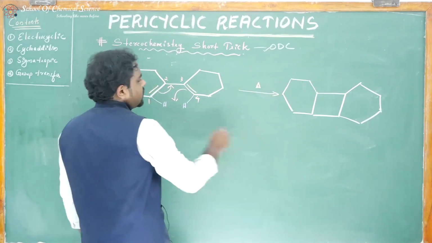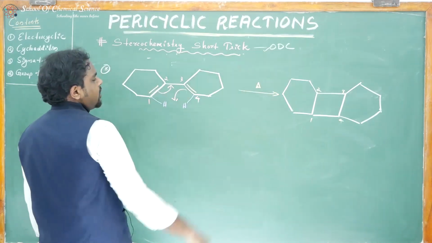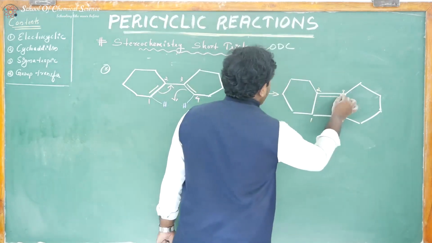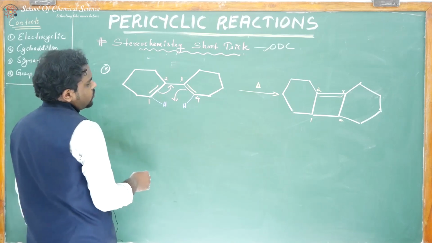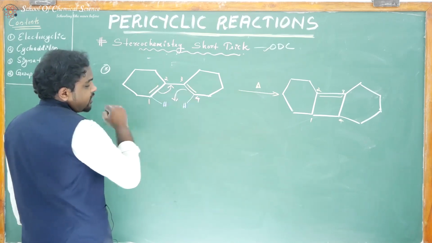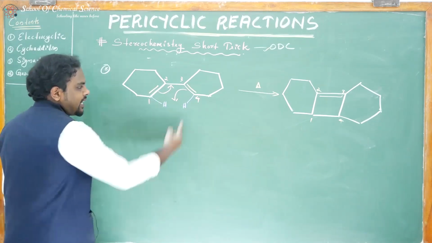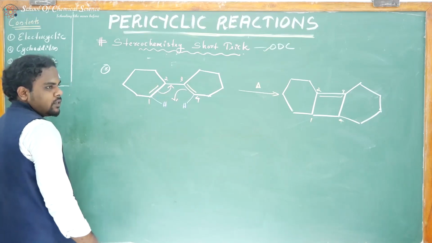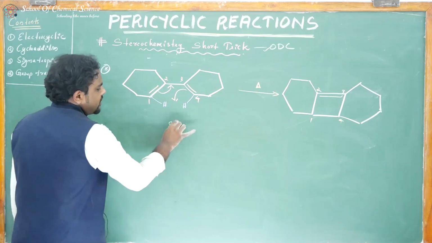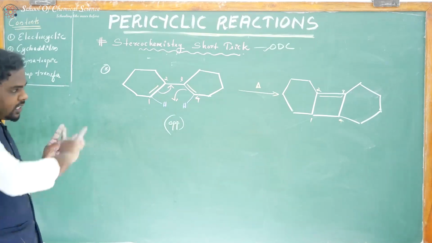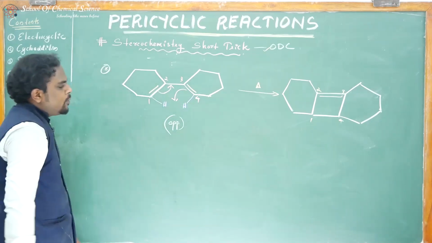Here this is 1, 2, 3, 4. Between 1 and 4, a new sigma bond is formed. Between 2 and 3, there is a pi bond. You have to predict the stereochemistry of these two hydrogens. So the first hydrogen is towards the right side, the second hydrogen is towards the left side. So both are in opposite directions, not in the same direction.